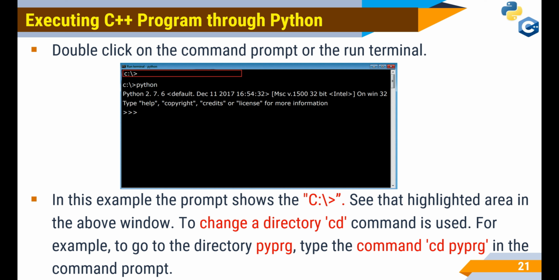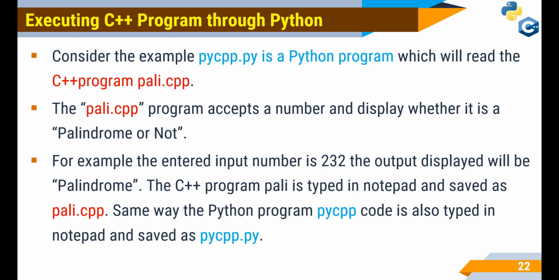Here in this example, the prompt shows C:\ followed by the greater-than sign. See the highlighted area in the above window. To change a directory, the cd command is used. For example, to go to the directory pyprg, type the command cd pyprg in the command prompt. Yes. Here, about executing a C++ program through Python.